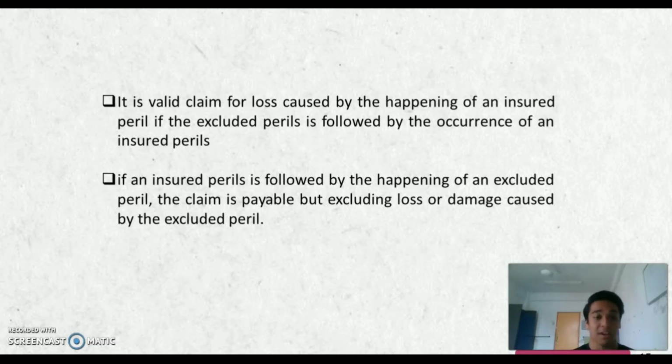However, if an insured peril is followed by the happening of an excluded peril, the claim still will be payable, but it will exclude loss or damage caused by the excluded peril. Okay, this principle can clearly be seen applied in two cases I will mention later.